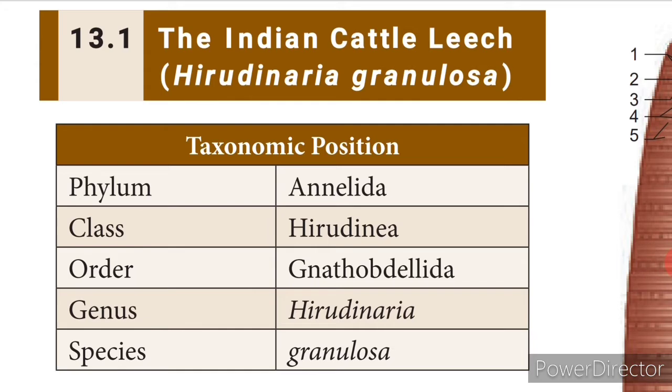Now here this Hirudinaria granulosa, which is nothing but the cattle leech, comes under the phylum Annelida. And if you see the class, it is Hirudinea, the order is Gnathobdellida, the genus is Hirudinaria, and the species is granulosa. So it is called Hirudinaria granulosa. Now the phylum Annelida, if you see, is metamerically segmented worms, because the whole body is segmented, and it has well developed organ systems.